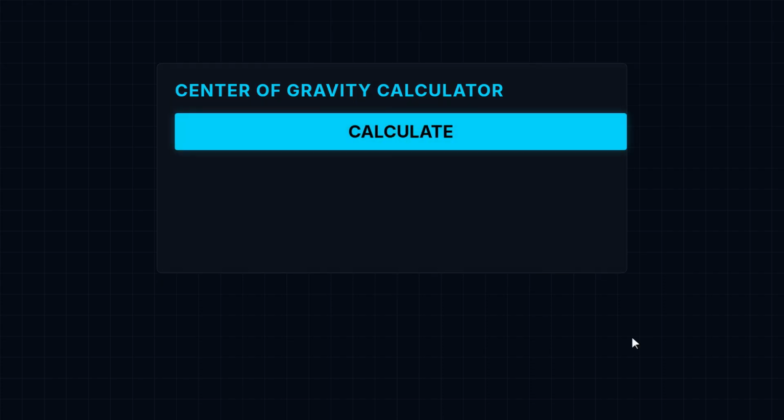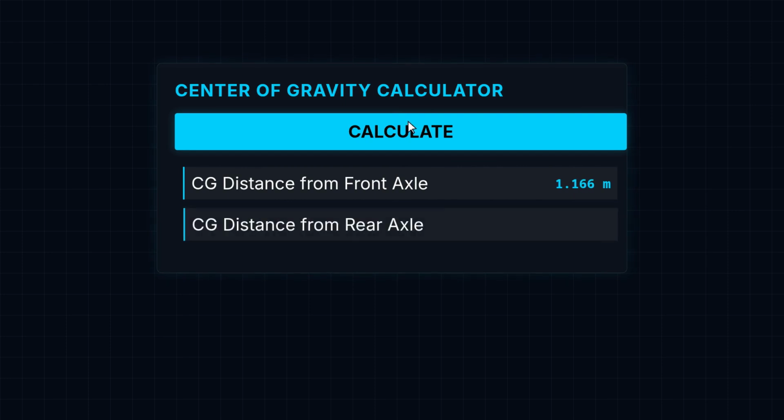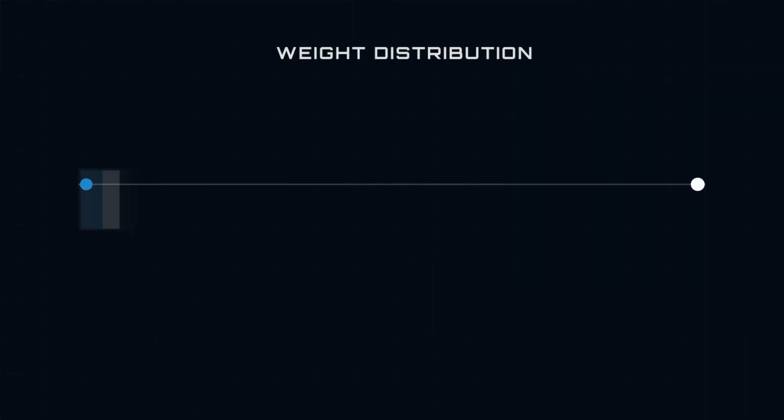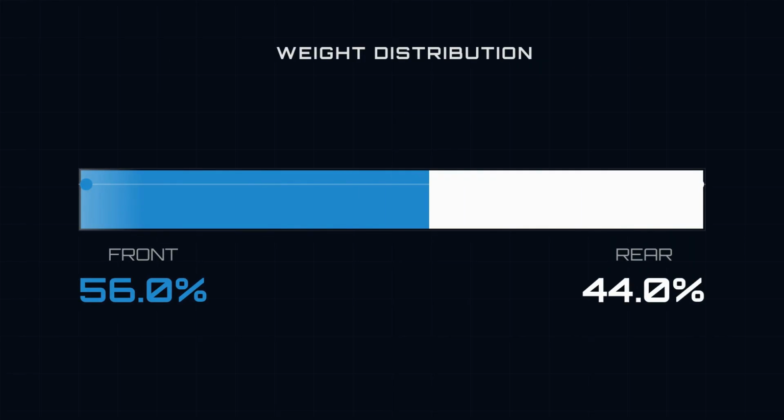After clicking Calculate, the results show CG distance from front axle is 1.166 meters, and CG distance from rear axle is 1.484 meters. And front-rear weight distribution is 56.0% front and 44.0% rear.